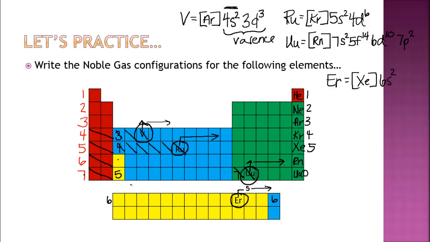Hit the F block. So we can put it in here, 4f. And since we're still in the yellow, we just count how many over. So 1, 2, 3, 4, 5, 6, 7, 8, 9, 10, 11, 12. So, I don't know why I superscripted that. I'll just take that off. So that would be 4f12. And that is your shortcut.